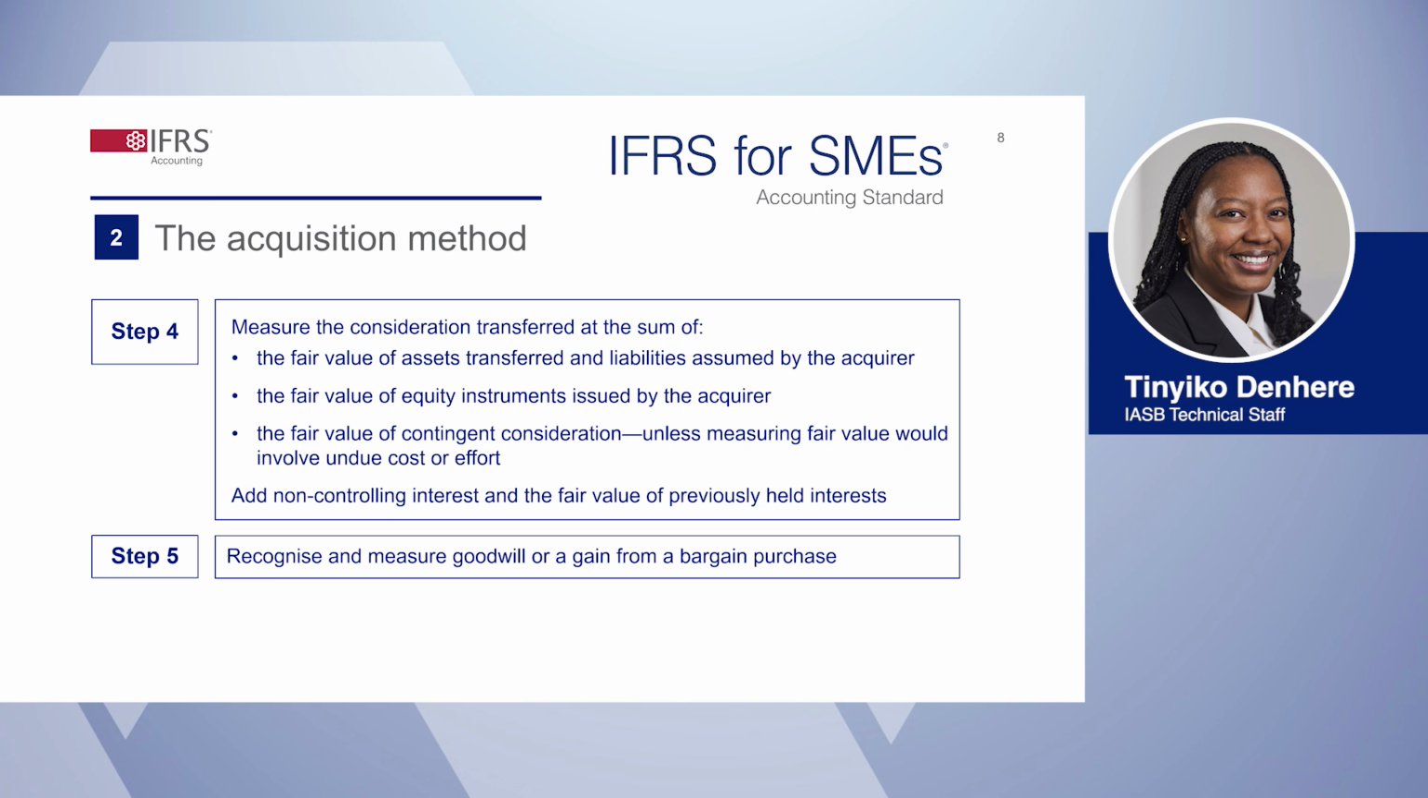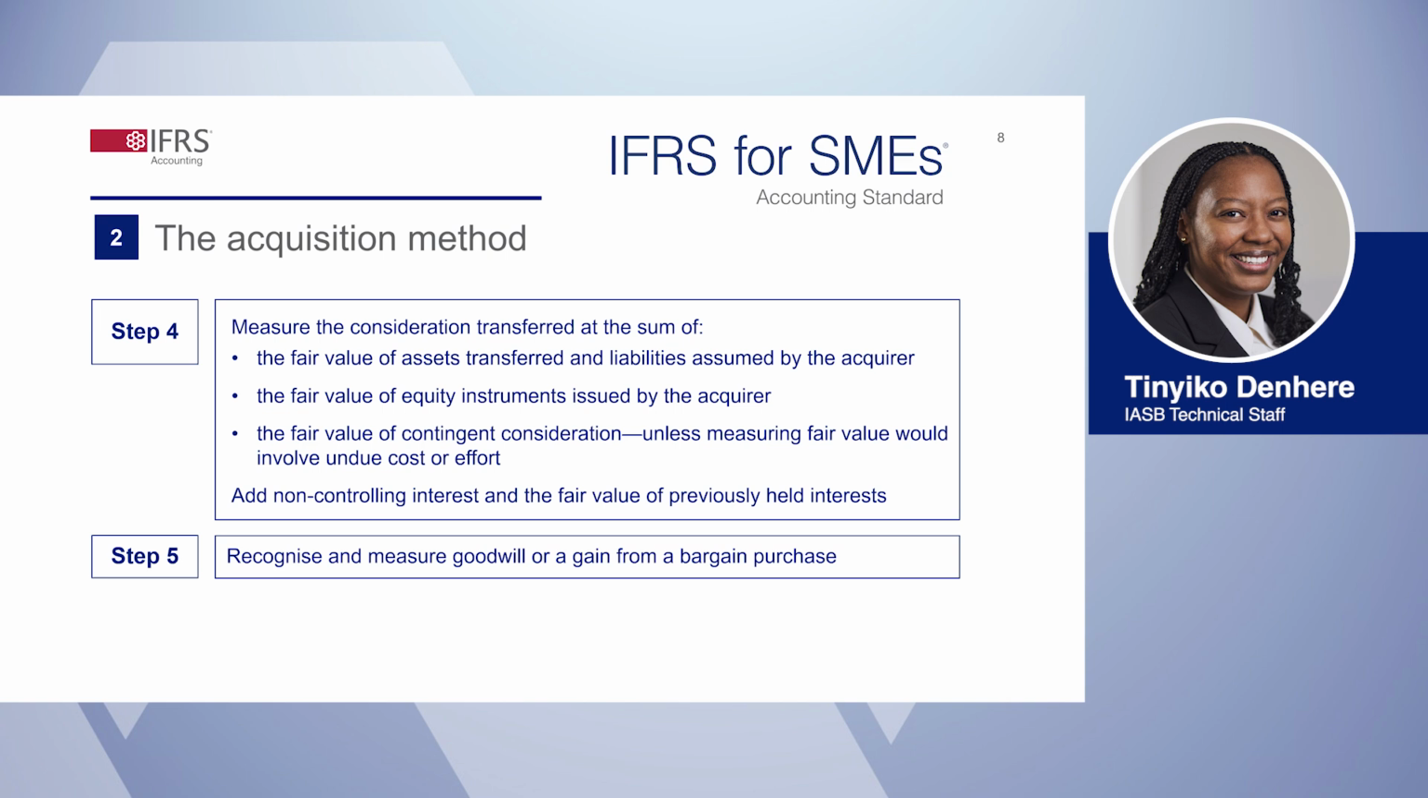Consideration transferred also includes contingent consideration measured at fair value, and this is now required to be included even if the outflow is not probable. SMEs are required to initially assess the fair value of contingent consideration and to include this as part of the consideration transferred. But if an SME cannot determine this fair value without undue cost or effort, the SME is permitted to measure contingent consideration at the most likely amount.